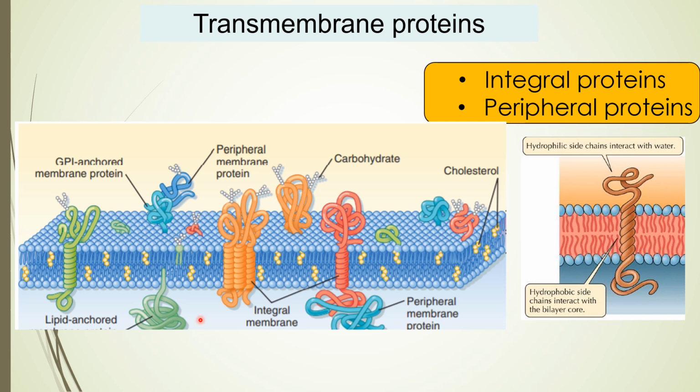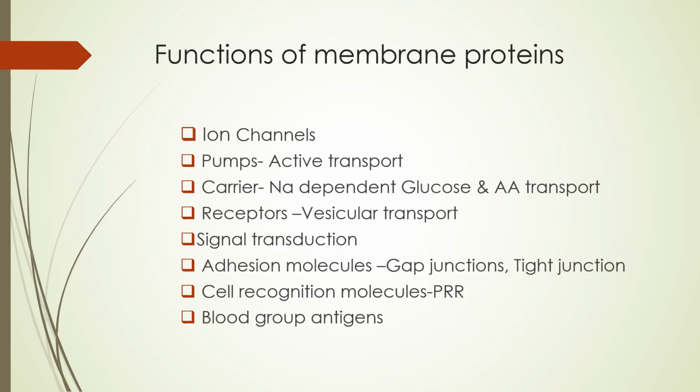So what functions are these proteins playing? Why are some proteins crossing the membrane and present throughout, and why are others not? This is a really important question in general physiology, which comes most often. So let's see. I am talking about the transmembrane proteins. If they are crossing the whole membrane, they act as ion channels. They also act as pumps. They help in active or passive transport mechanisms. They act as carriers, for example glucose transport, amino acid transport.